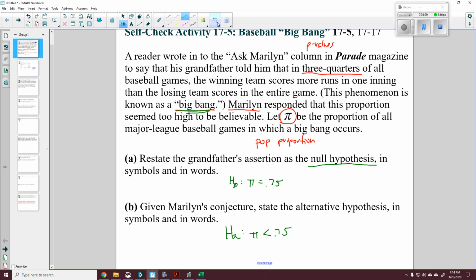Now, for our purposes, the null hypothesis will always be H sub 0 and pi equals something. The alternative hypothesis will be that pi is less than something, is greater than something, or is not equal to something. So kind of remember that. Null hypothesis, we're saying pi is equal to something.